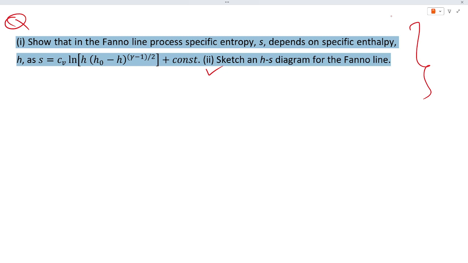Now, let us not forget that a Fanno line is a constant mass flow rate process with friction and with no heat transfer. So it's an adiabatic process that entails the flow of fluids with friction but with no heat transfer. Now, how do we deduce the formula?